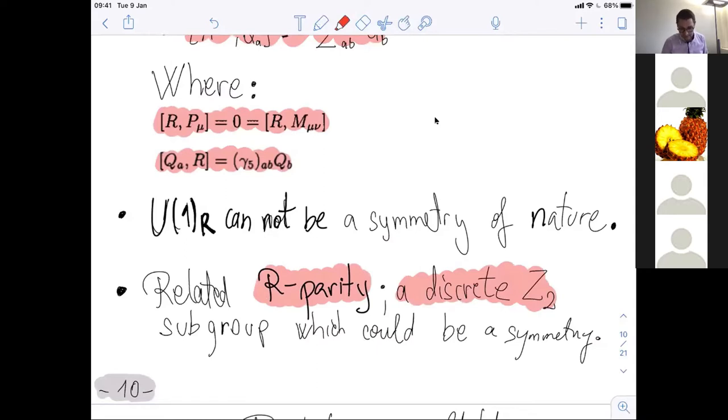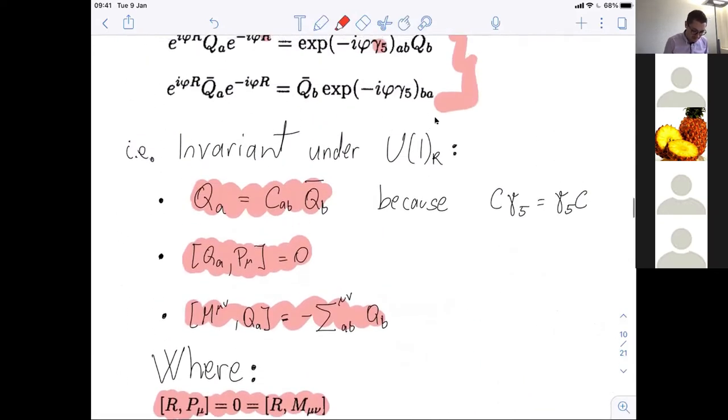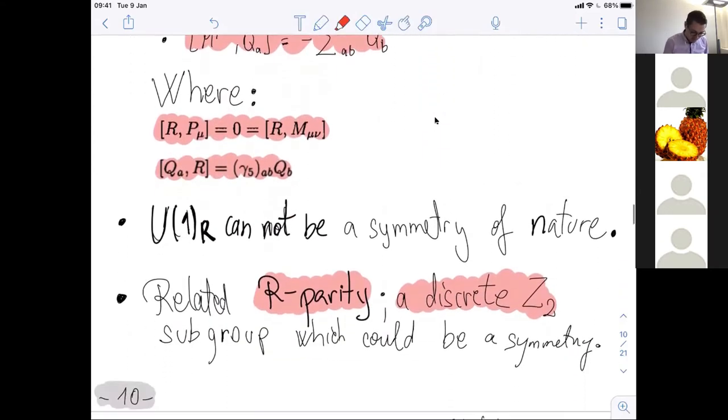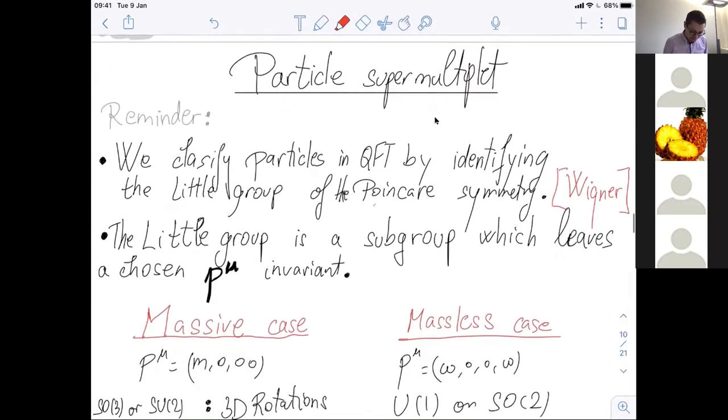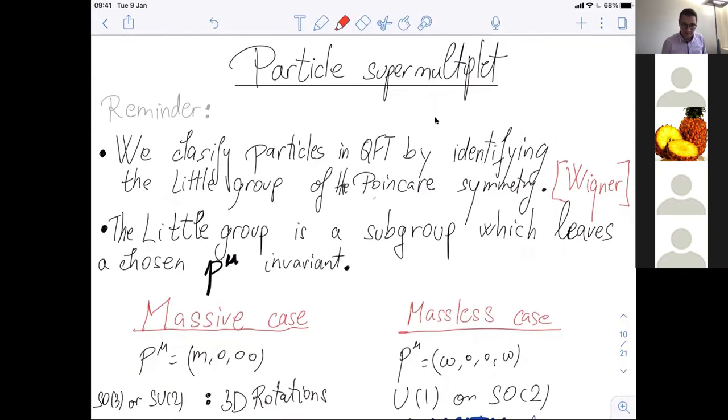So in particular, to jump a little bit ahead, ordinary particles will be even under this R-parity, while their superpartners will be odd. For example, the lightest supersymmetric particle cannot decay. Its decay will be protected by this R-parity, which means that it could be, for example, a candidate for dark matter. So just keep in mind the existence of this global U(1)_R, which leads to R-parity. Okay, any questions about this?